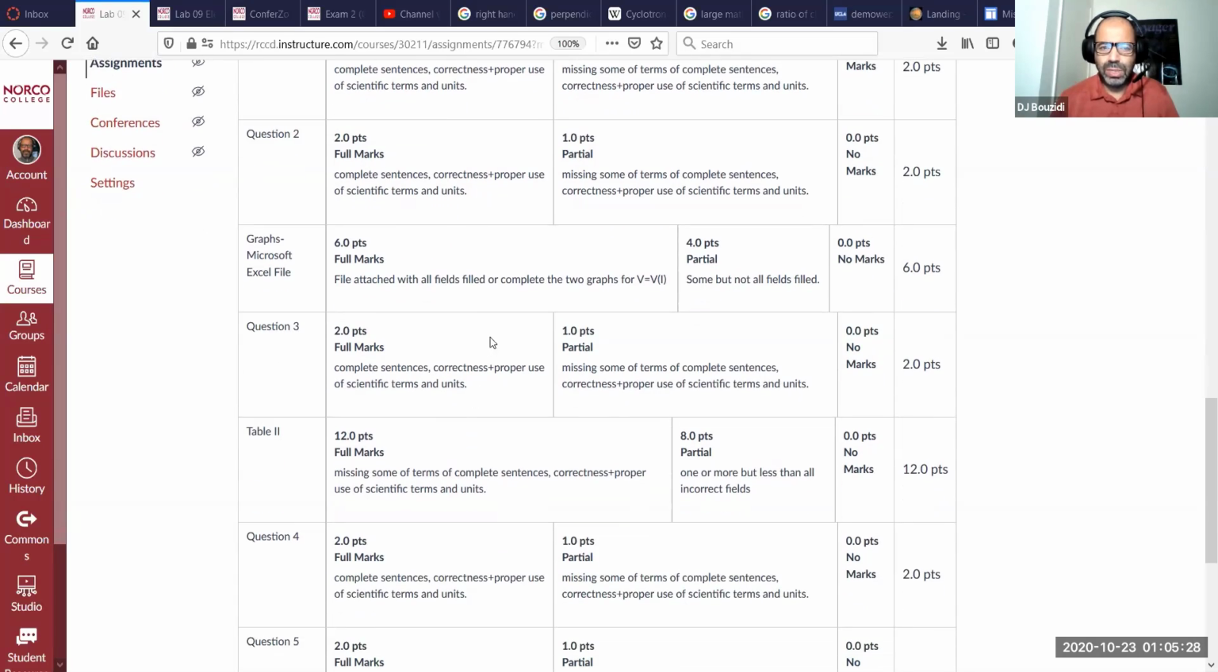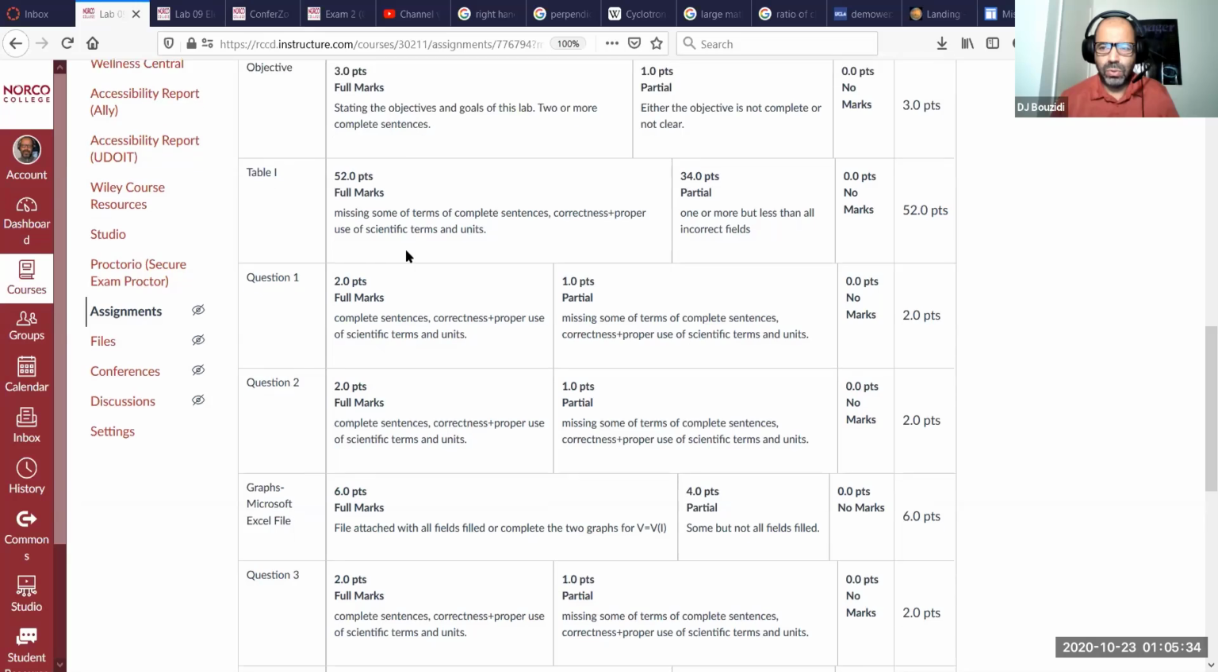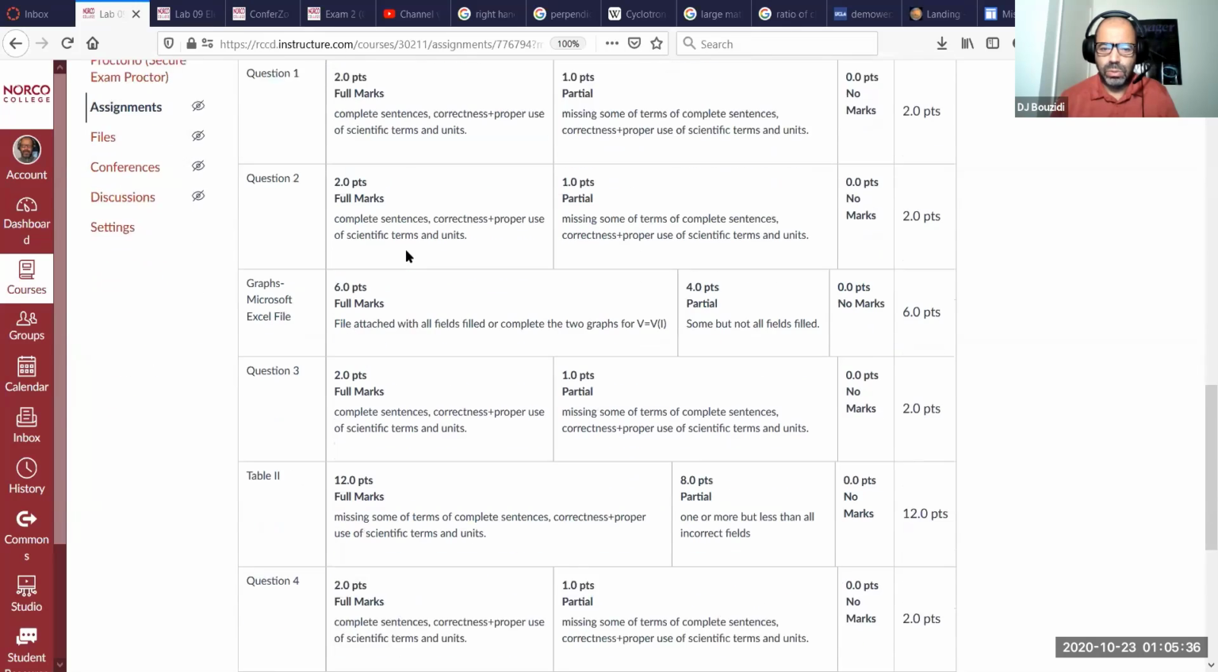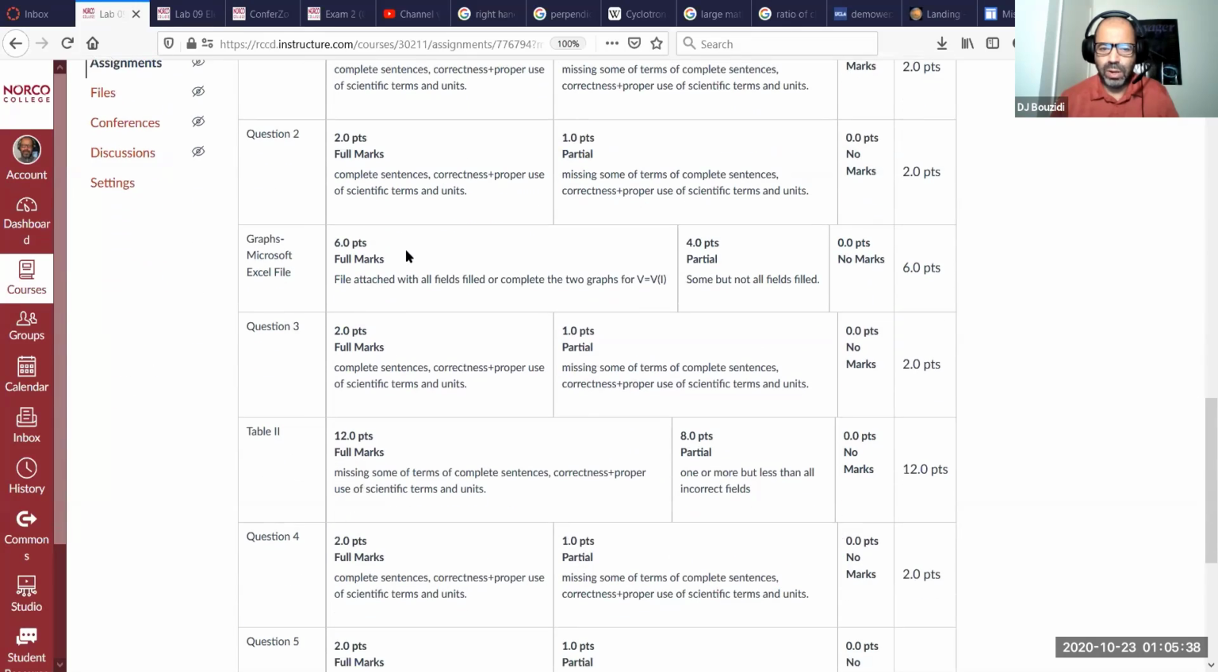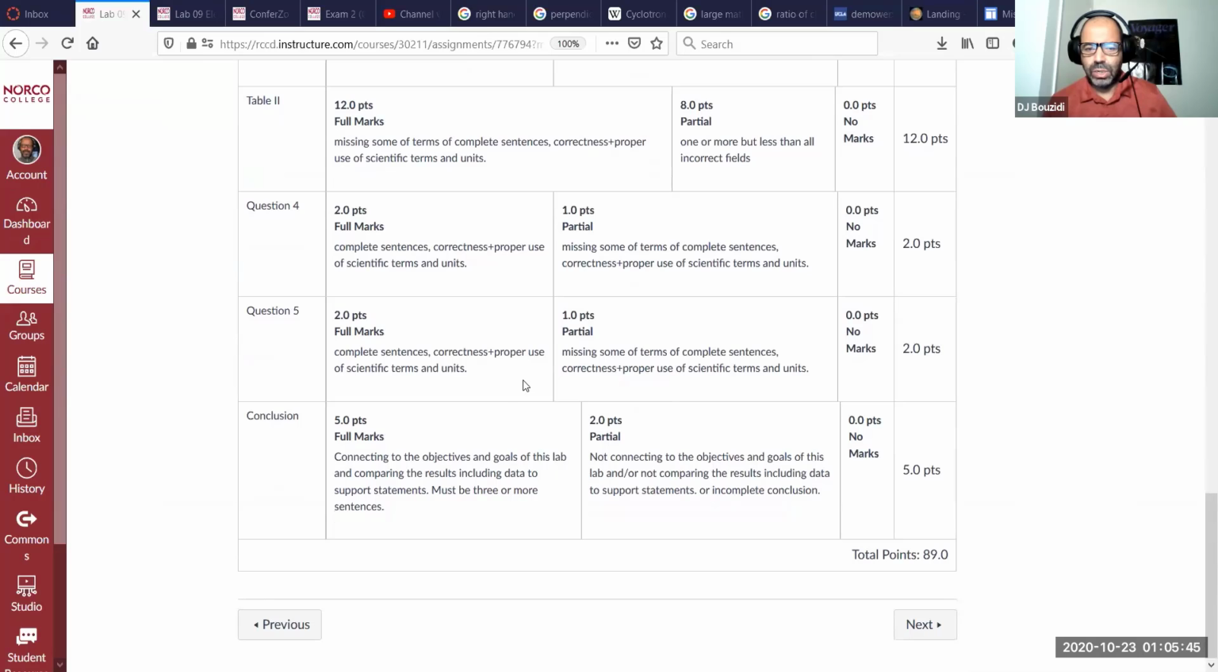Now, question 2 is actually related to table 2. I'm sorry, it is related to table 1. So you really cannot do table 2 unless you do table 1. That is something you have to be aware of, because it prepares you for the conclusions, for the next questions, and then the conclusion, graded typically as it is for the conclusion. Any questions about the rubric?